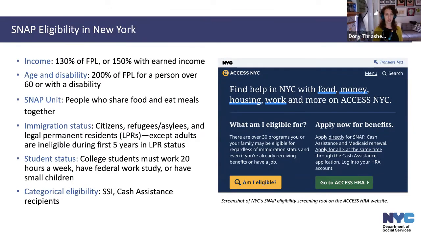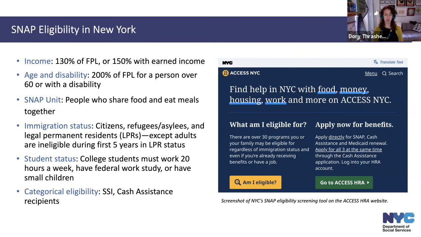So I'll take a moment to talk about SNAP eligibility. SNAP eligibility is really complicated, but it is mostly an interaction between income, age, and the number of people in your household, but we actually mean a SNAP unit, which are people who share food and eat meals together. The income cutoff is actually 130% of the federal poverty line. But if your family has earned income, that is, somebody who works, it's 150%. For any household that is only people over 60 or people with disabilities, the cutoff is 200% of the federal poverty line.